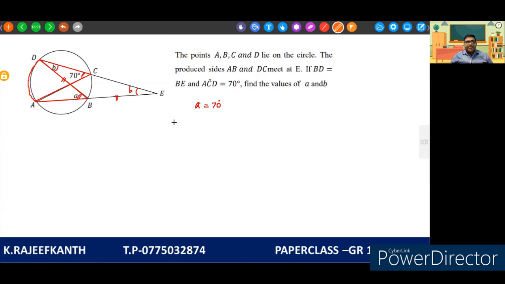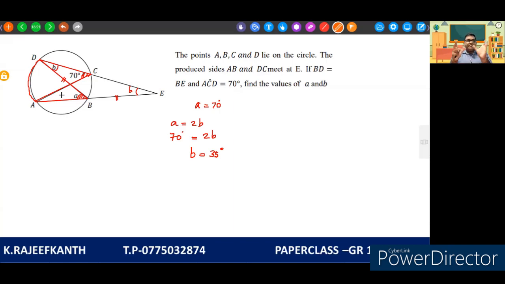So A should be equal to 2B, right? Here we know that A is equal to 70 degrees, which equals 2B. Then B is equal to 35 degrees. Here this A and 70 degrees are angles of the same segment. Then A is equal to 70 degrees.